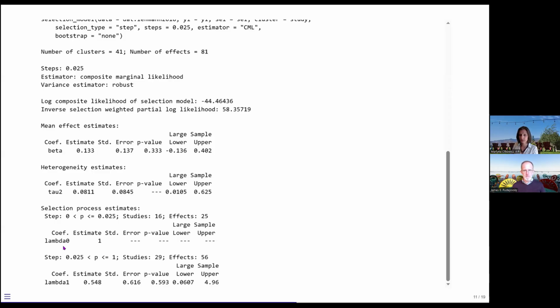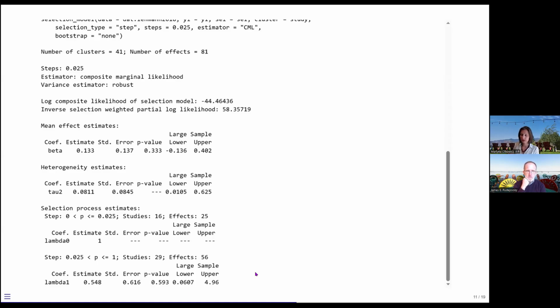First, we have lambda 0. Lambda 0 is always set to 1, and it represents the likelihood of being published for studies with p-values of less than 0.025. Now, relative to that, the value of 0.548 for lambda 1 indicates that studies with a p-value of more than 0.025 are about half as likely to be published than studies with a p-value of less than 0.025. So our confidence intervals for our lambda 1 are fairly high, suggesting that they are imprecisely estimated, and there's quite a bit of uncertainty about the amount of selection in our data set.